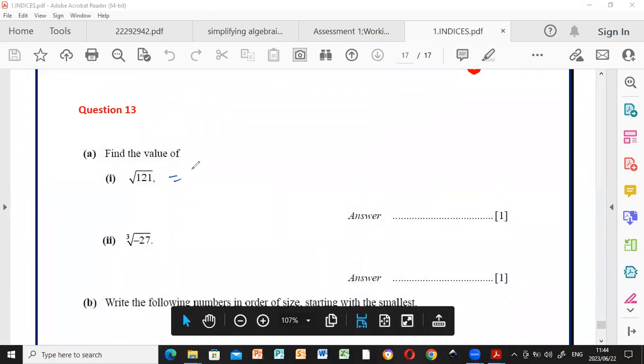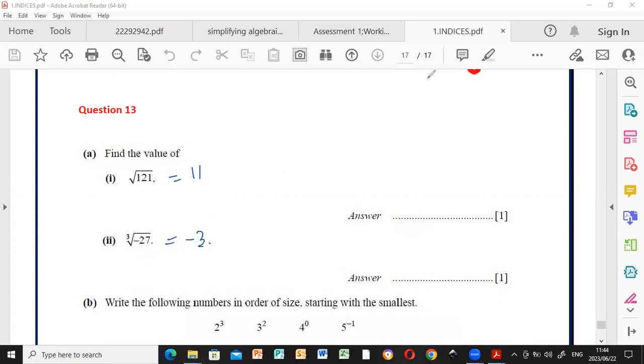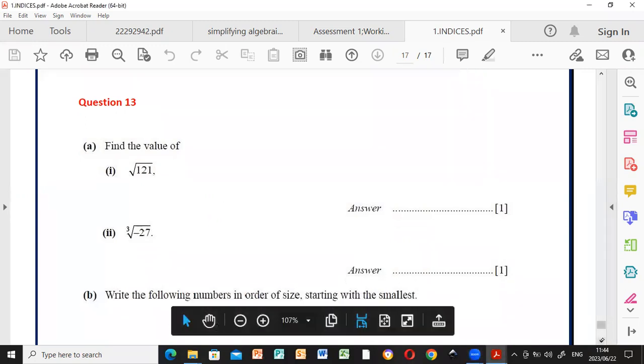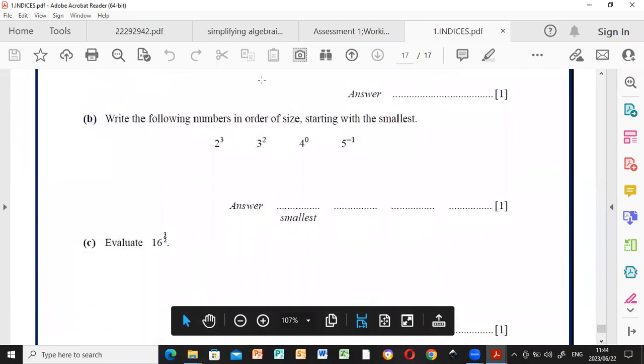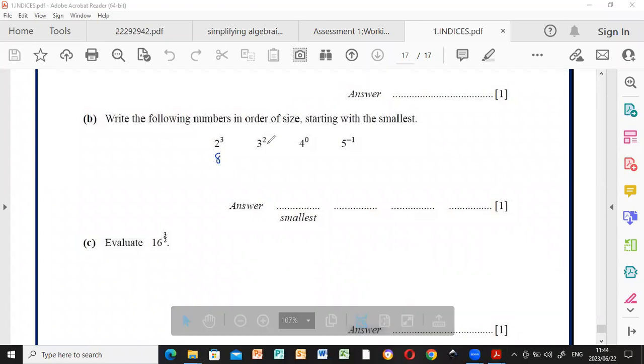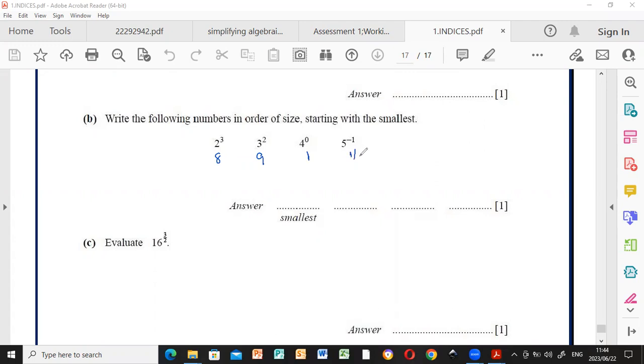The square root of 121 is basically 11. The cube root of minus 27 is basically minus 3. There's no problem with these problems. Let's look at 2 to the power of 3, which gives us 8. 3 to the power of 2 gives us 9. 4 to the power of 0 gives us 1. 5 to the power of minus 1 gives us 1 over 5.